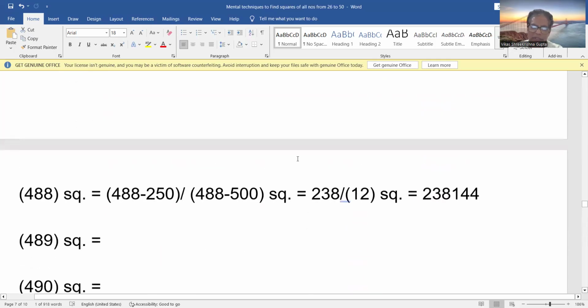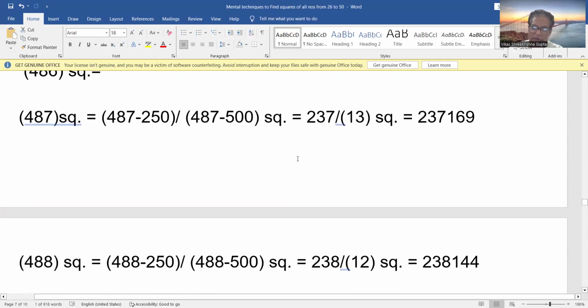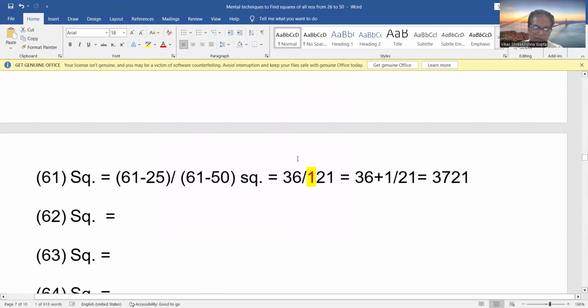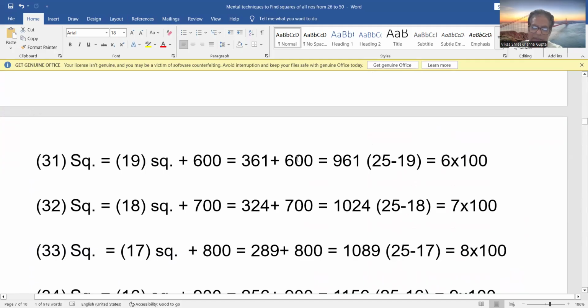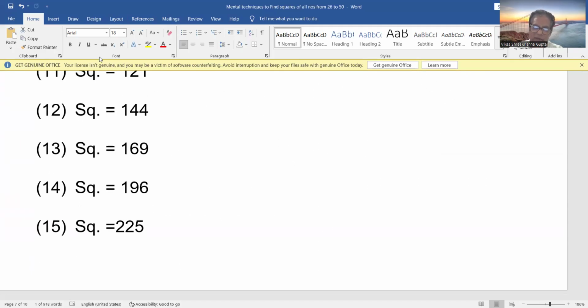So far, I have shown you 3 wonderful techniques of finding the square of the numbers from 26 to 75 in 2 different ways, and then 475 to 530. So I think that you must have understood the technique very well. It is a very simple technique, and the only thing you require is practice, because practice will make you expert in these techniques, right? So now I'm stopping my sharing the screen.